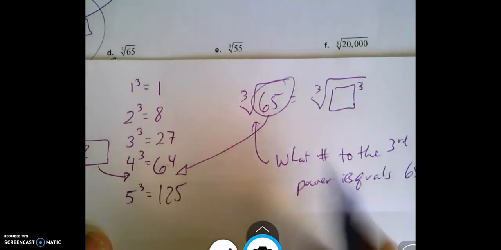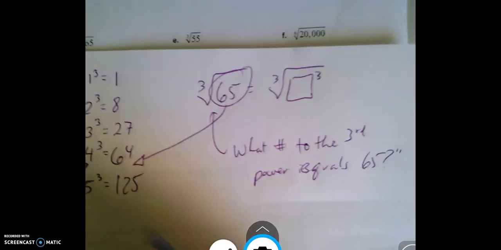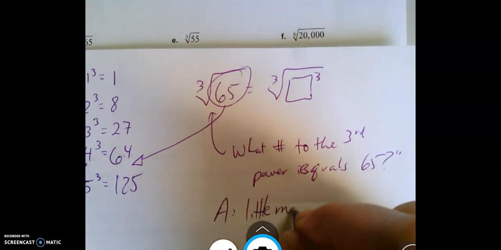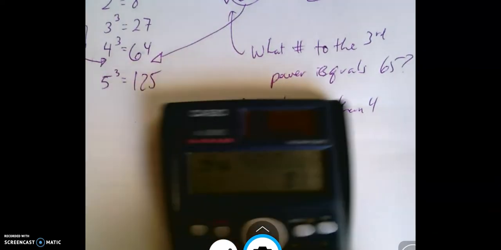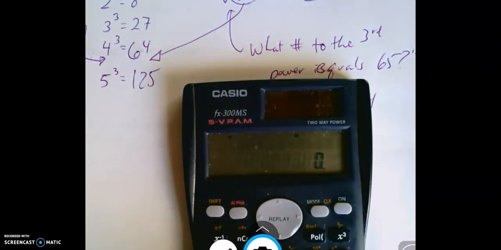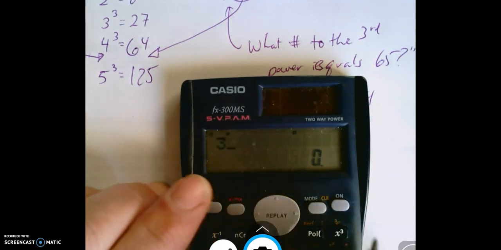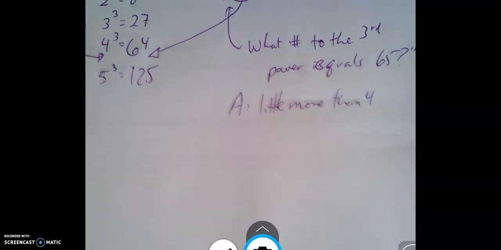64 is really close. This will be a little more than 64. So the answer is a little more than 4. And again, you can verify this on the calculator, but sometimes it's good to be able to just sort of practice check it. 3 shift 65. And that's what we get, 4.02. So we're pretty close. Okay, so that's how you sort of want to do these things.